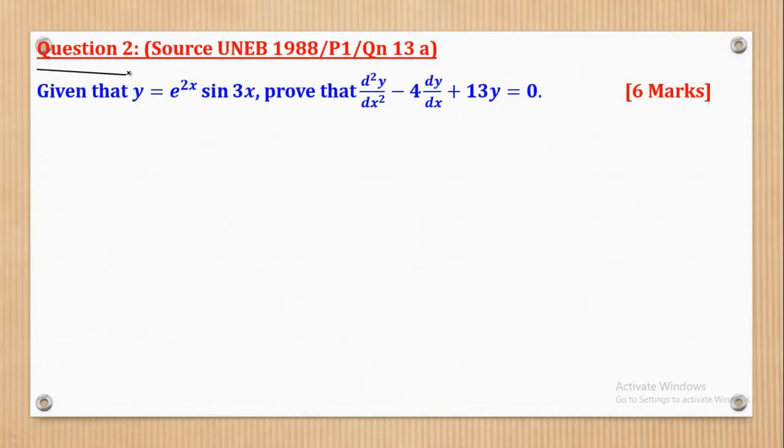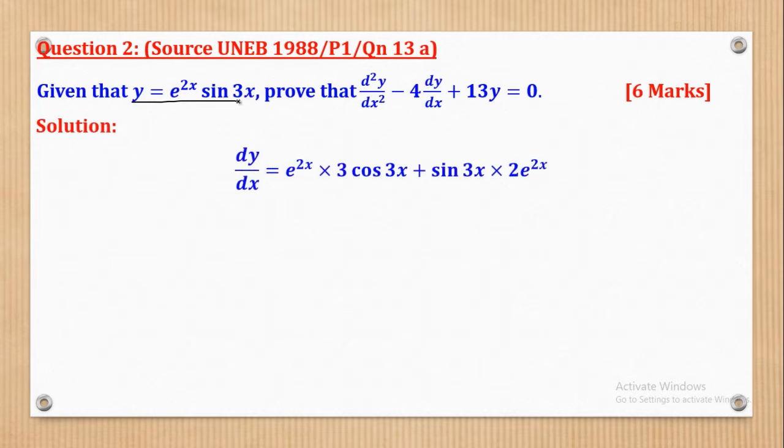Now we shall go to question 2, which came from UNEB 1988 paper 1 question 13a, and says, given that y is equal to e to the power 2x sin 3x, prove that this is equal to 0. So we are given this. The first thing to do is to differentiate. Now before we differentiate, we must realize that this is a product, so we shall use the product formula.